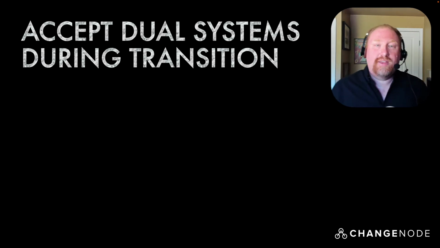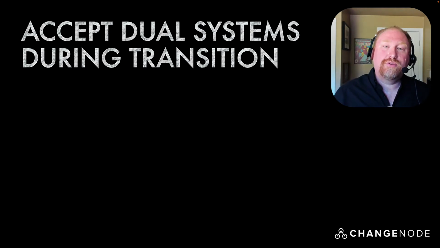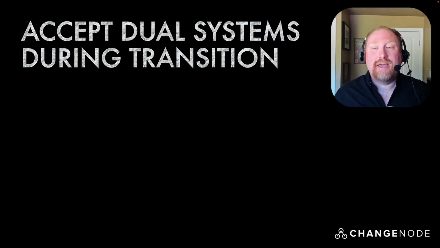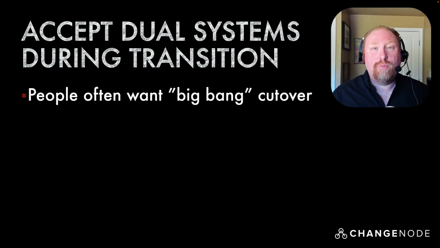Next tip, and this one's huge. You need to set the expectation with everyone that's involved that you're going to have dual systems during a transition. What you'll see is that people almost always gravitate initially to doing some kind of a big bang cutover.